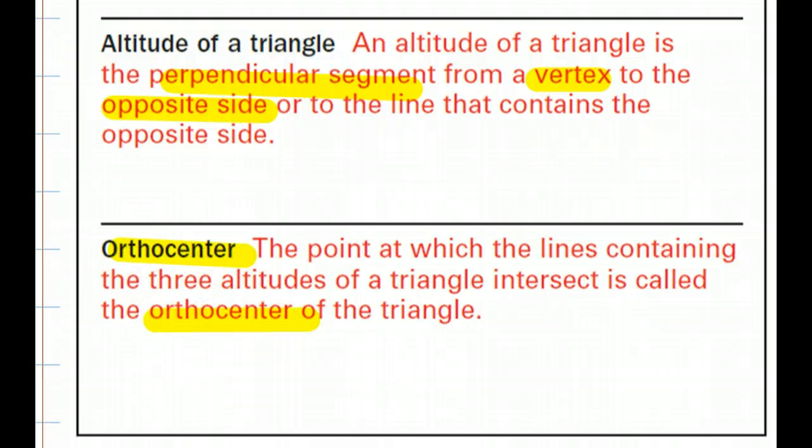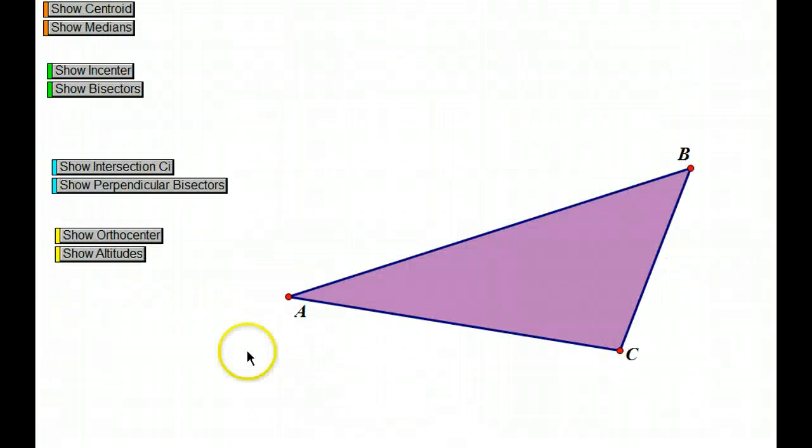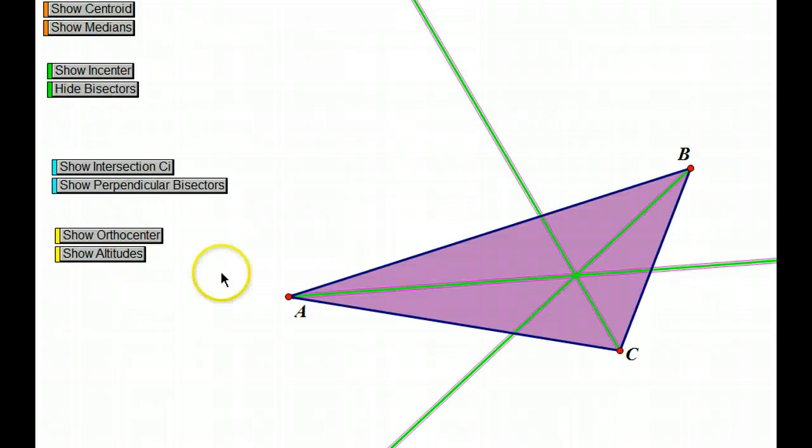I know, weird words, but it's a lot of vocabulary, and that's why we made it foldable, to help you out, and that's why it's important that you take notes. Now let's go back to the angle bisectors. As you can see, here are the 3 angle bisectors of a triangle.